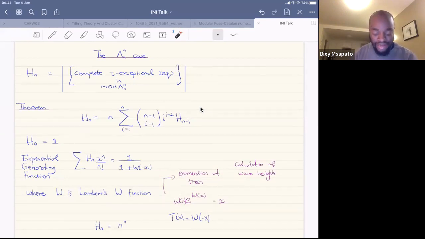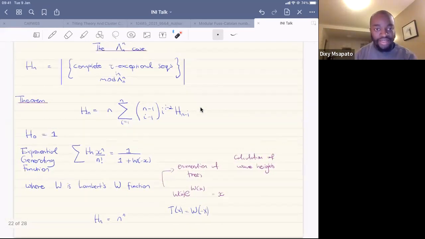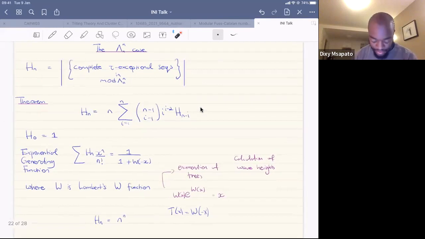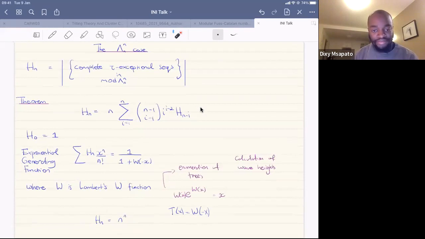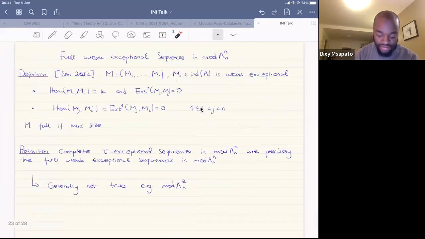But fortunately for us, this exponential generating function is known. It turns out this is the exponential generating function for the sequence n to the n. So we conclude that Hn has a closed formula n to the n, which again counts many combinatorial sets. And if one is familiar with weak exceptional sequences, they might notice that the full weak exceptional sequences in mod Lambda n to the n are also counted by the sequence n to the n.